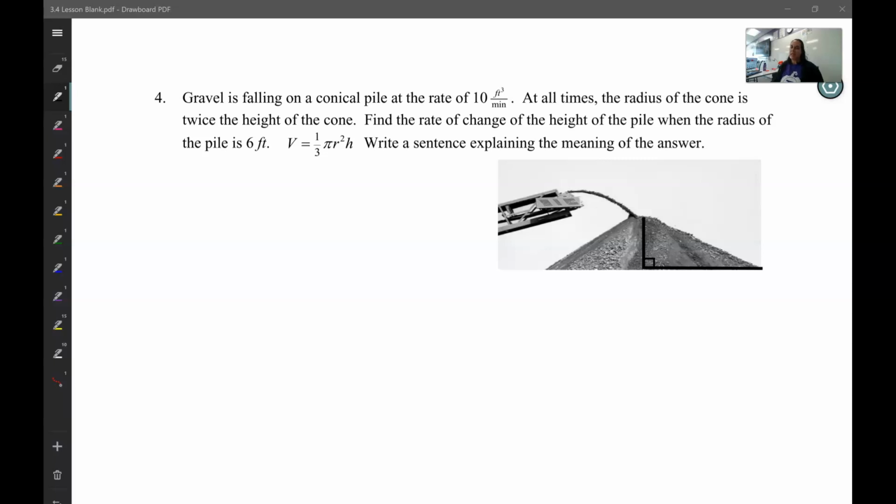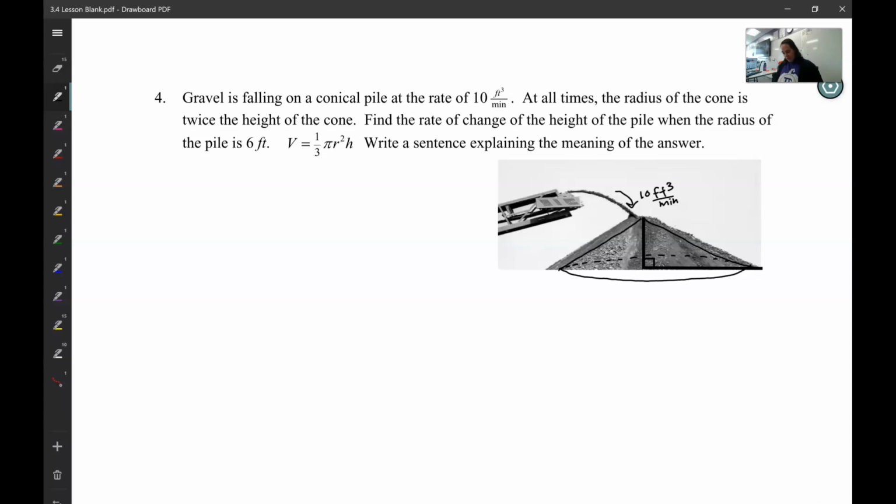Hi guys, let's do our last related rates example. Gravel is falling on a conical pile at a rate of 10 feet cubed per minute. So we actually have a picture here, a conical pile. I'm going to add this little here, make it look like a cone. There's a conical pile, and it's falling into it at a rate of 10 feet cubed per minute. So this is coming in 10 feet cubed per min.